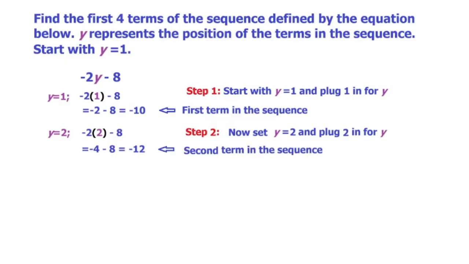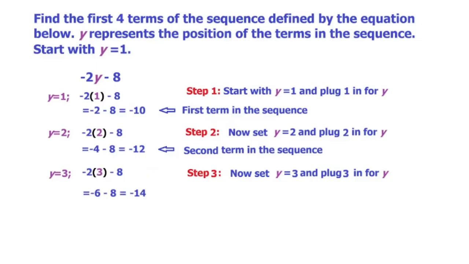Okay? Now we just keep going. We set y equal to 3 and plug 3 in for y. So let's see how that looks. Looks like this. Negative 2 times 3 minus 8. So negative 2 times 3 is negative 6. Minus 8 equals negative 14. So this is the third term in the sequence.